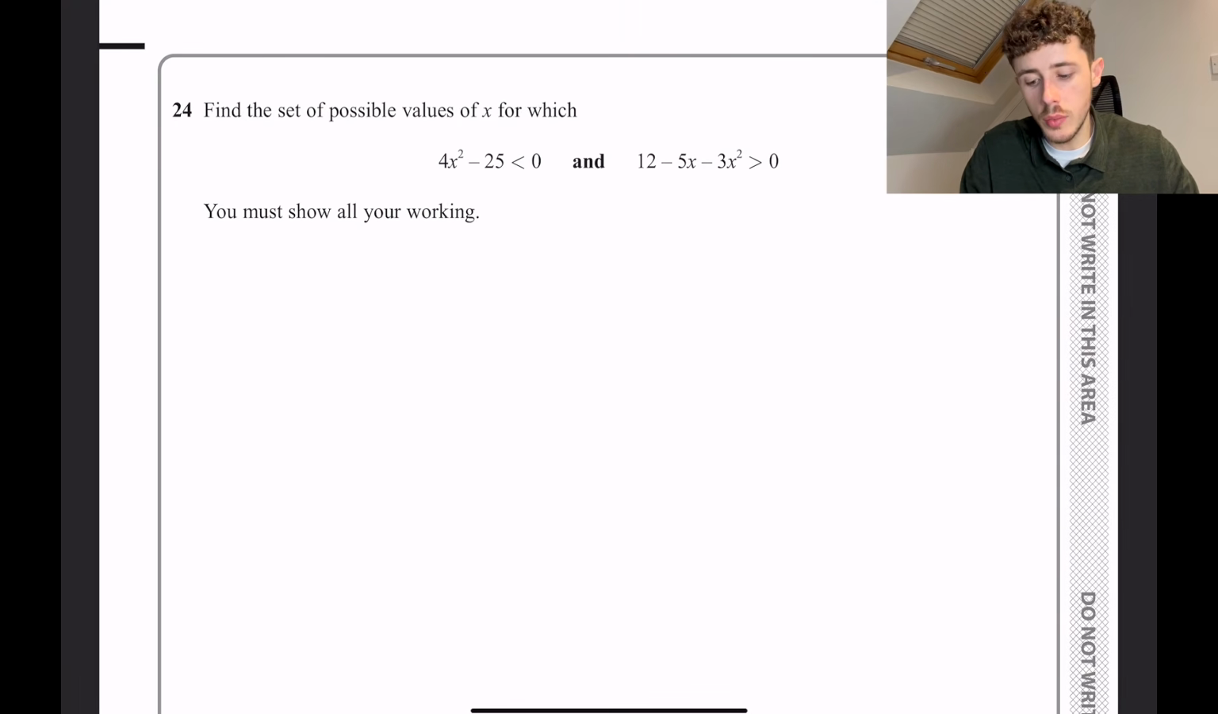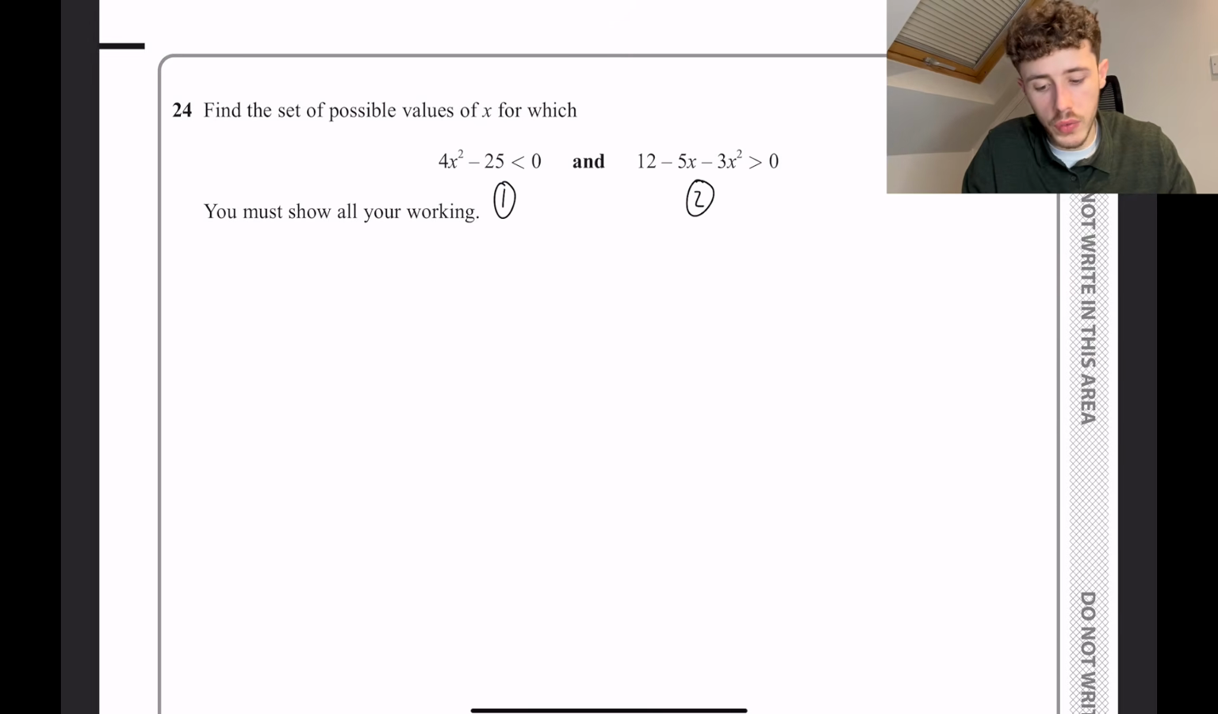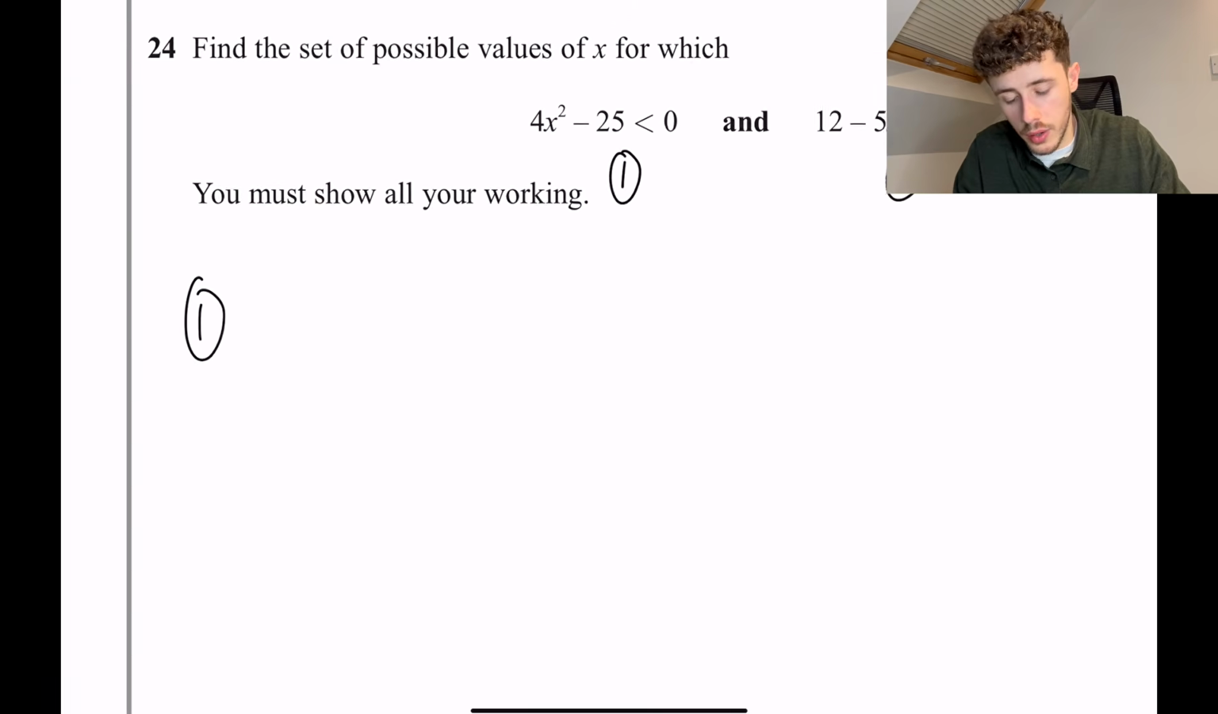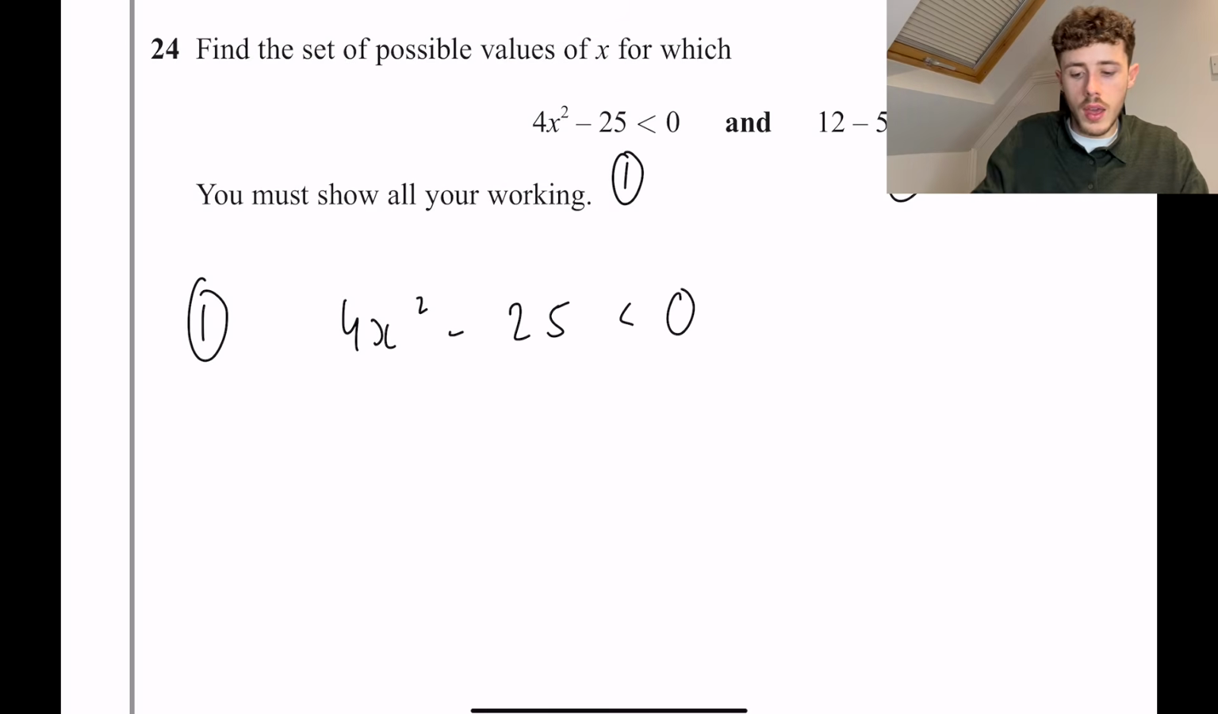Find the set of possible values of x for which these two things are true. So we need to again label these 1 and 2 because we're going to deal with them both separately. Number 1, 4x squared minus 25 is less than 0. With quadratic inequalities and normal inequalities, treat the sign as just an equals because it confuses a lot of people.